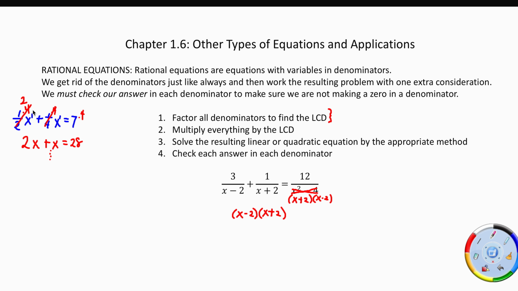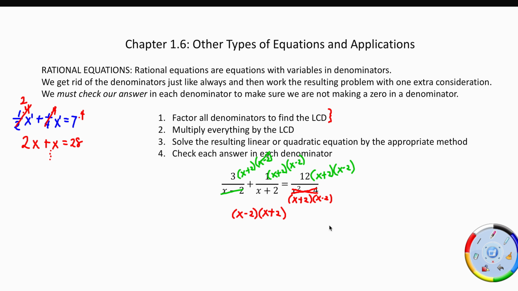Once I find my common denominator, I simply multiply every term by that common denominator. So I'm going to multiply everything all the way across by x plus 2 times x minus 2. And then anything that's the same on top and bottom, any common factors in a fraction, can divide out.